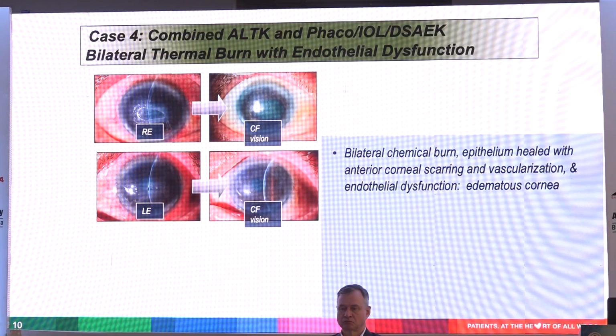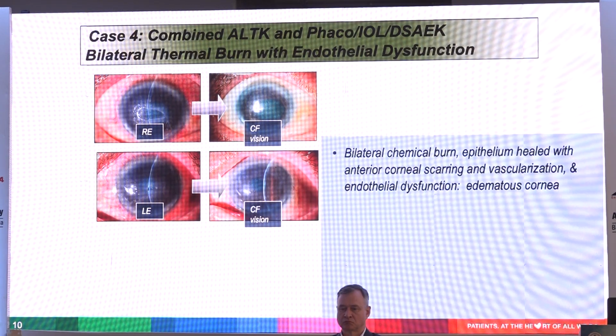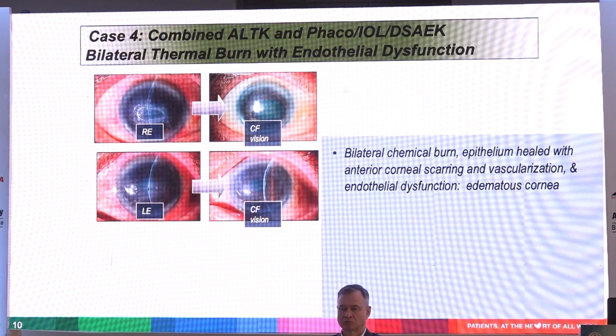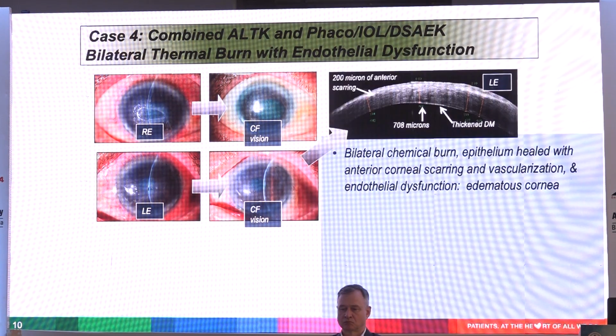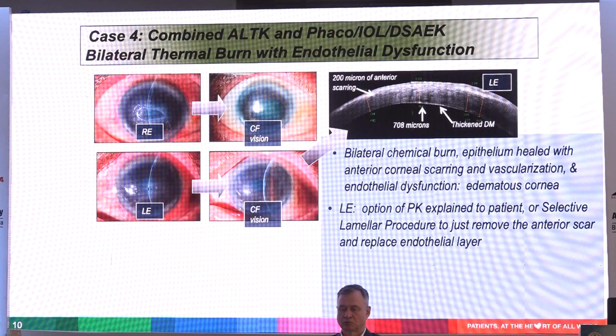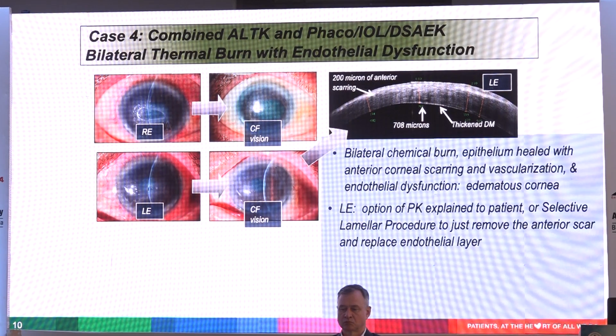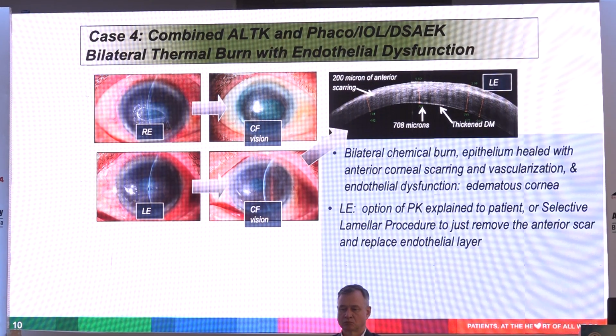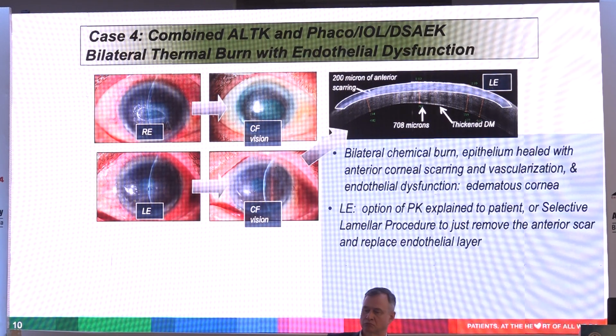This is another patient with a bilateral thermal burn with endothelial dysfunction. This patient had both anterior scarring with vascularization as well as endothelial dysfunction. So both eyes were managed differently. So let's go to the left eye first. The discussion was whether the patient should have a PK or a staged procedure, do an anterior lamella procedure first, followed by an endothelial procedure.